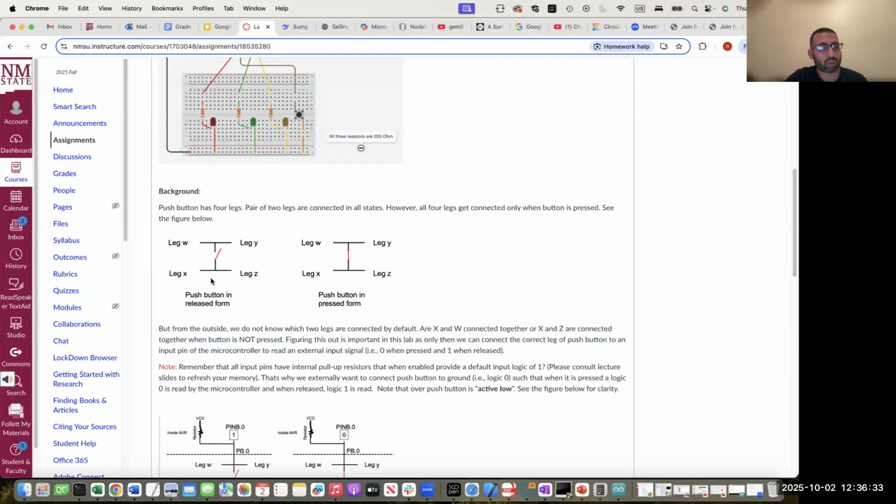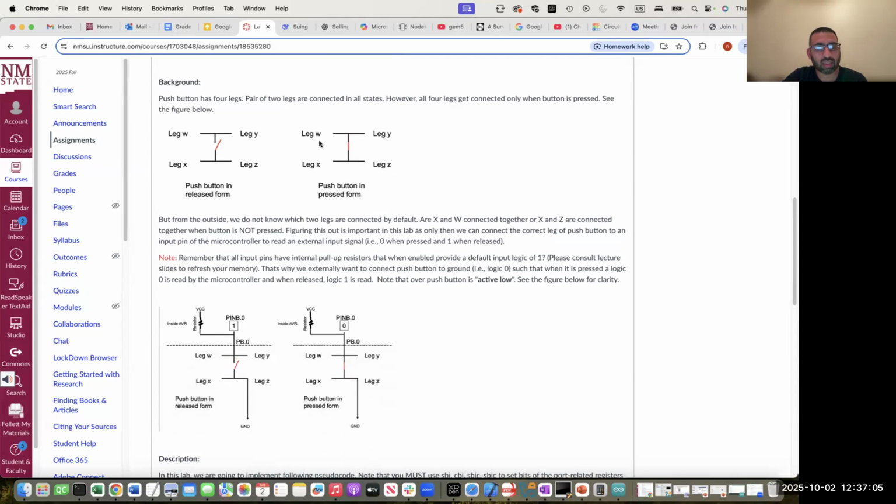When you don't push the button, so it is in release form, the two pairs of legs are not connected to each other. For example, X and Z are connected to each other, Y and W are connected to each other, but when the push button is released, the two pairs are not connected with each other. However, when you push the button, all the 4 legs are connected with each other, which basically means that if you apply a voltage level on one leg, you will see the same voltage level on the other legs, right?